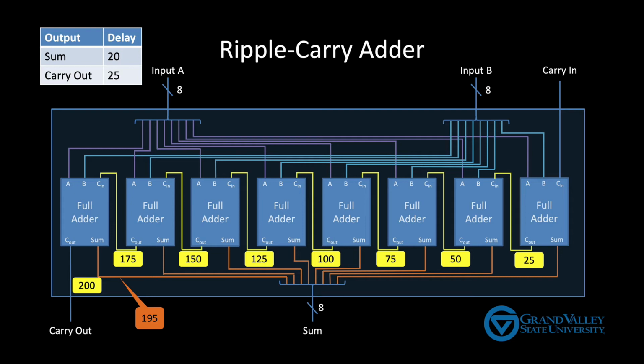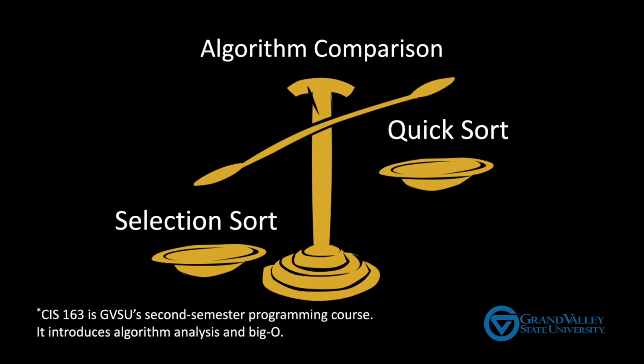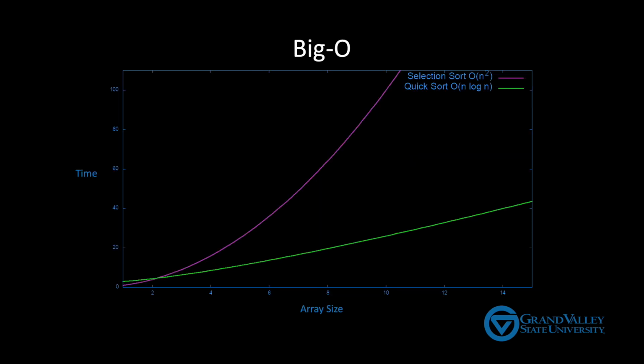So to answer this question, we need a way of comparing designs, not just specific implementations for a given input size. Think about how we compare algorithms. In particular, think back to CIS 163 and how you compared sorting algorithms independently of the programming language used or the specific array being sorted. Remember, you looked at how the graph of execution time grew as the size of the input array increased.